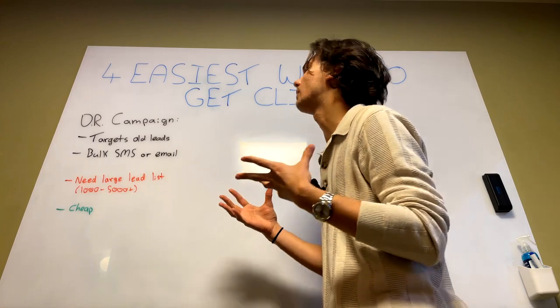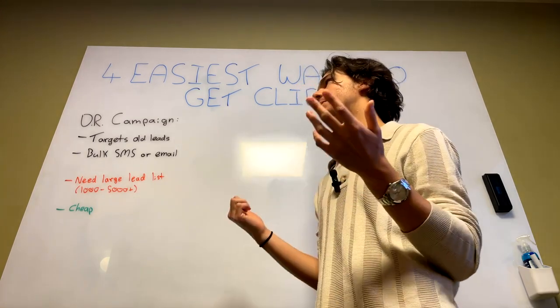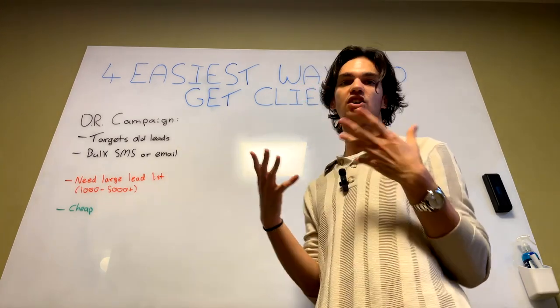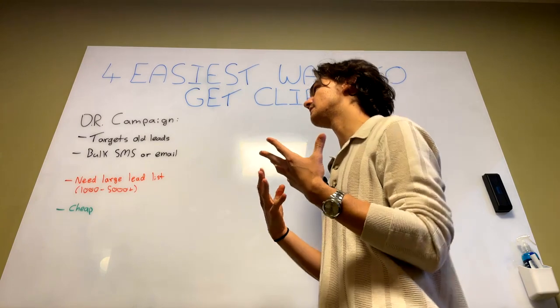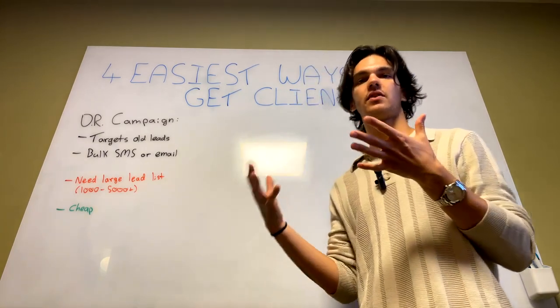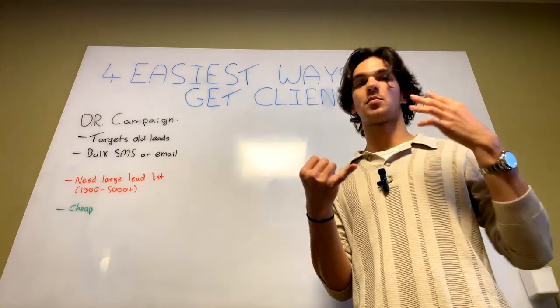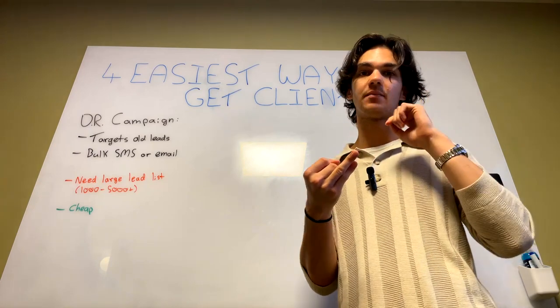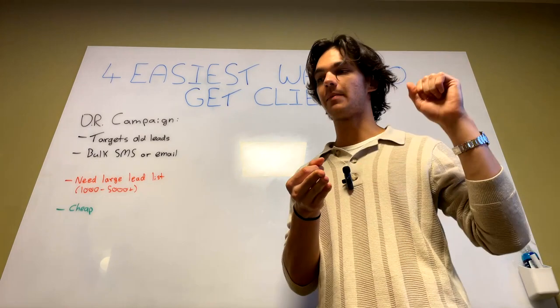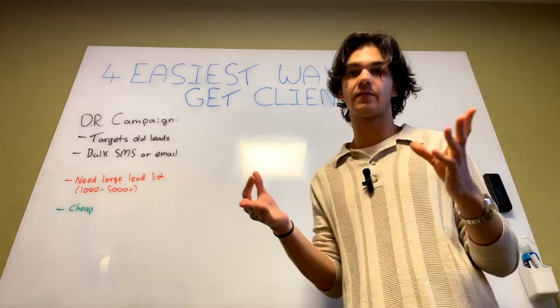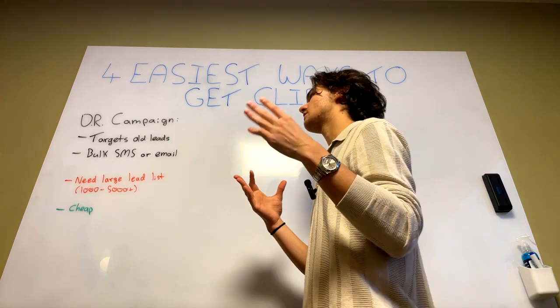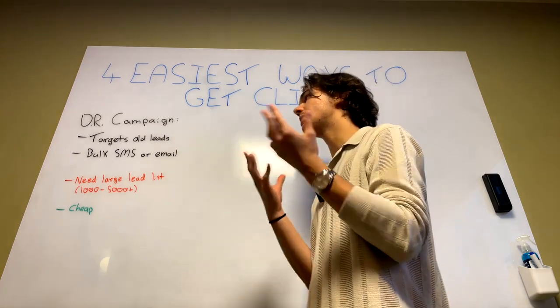So let's start off with a DR campaign, or what's commonly known as a database reactivation campaign. Basically, what this is, it's targeting old leads that never converted. So these could be leads from a previous marketing campaign, these could be leads from your website, these could be people that maybe popped into your gym for a tour but never converted, people like that. And essentially you're going to target them with a bulk SMS or email campaign.